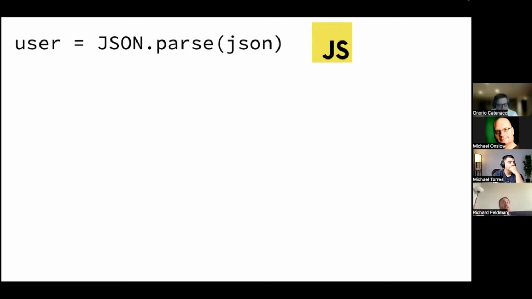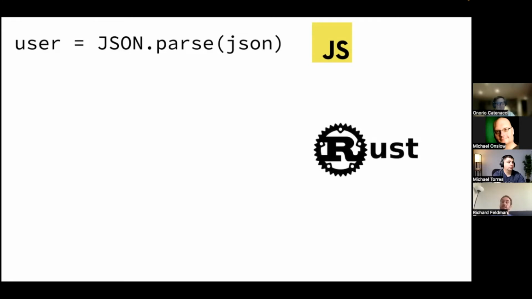It might not. There might be some fields missing. There might be some fields that have one type in the JSON and then a different type in the way that I'm using the user object later on in my program. JSON.parse doesn't really deal with any of that. It just says, I'm going to give you an object, and then you can use it and just find out what happens with it. Rust does things differently.